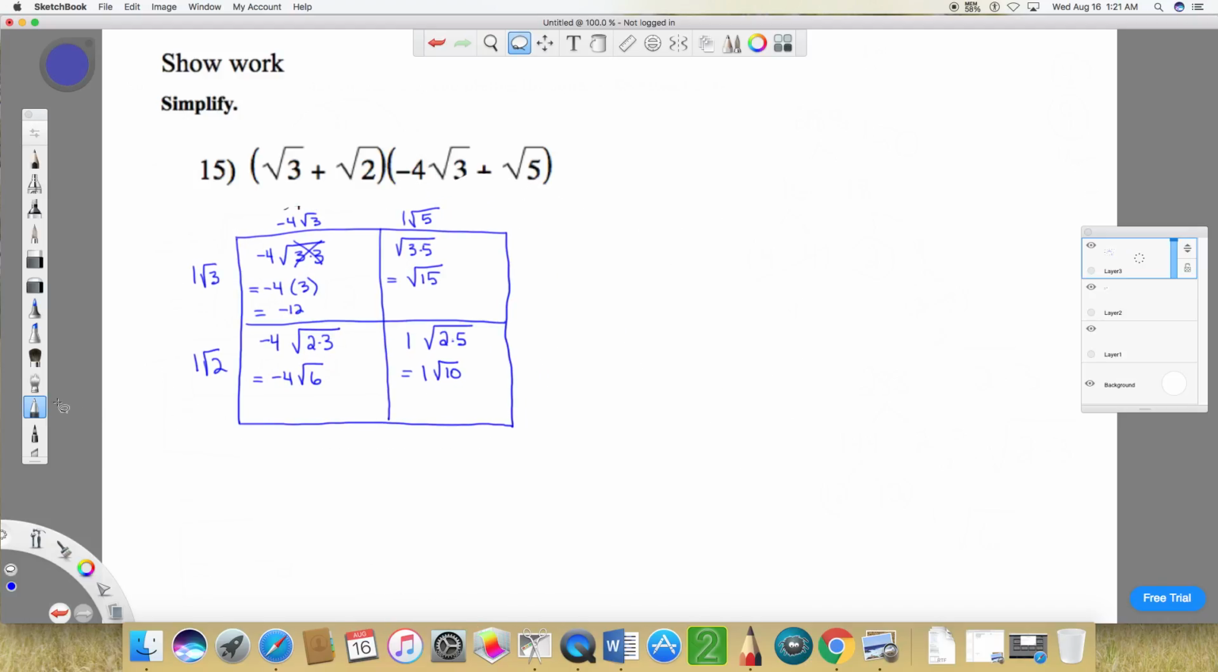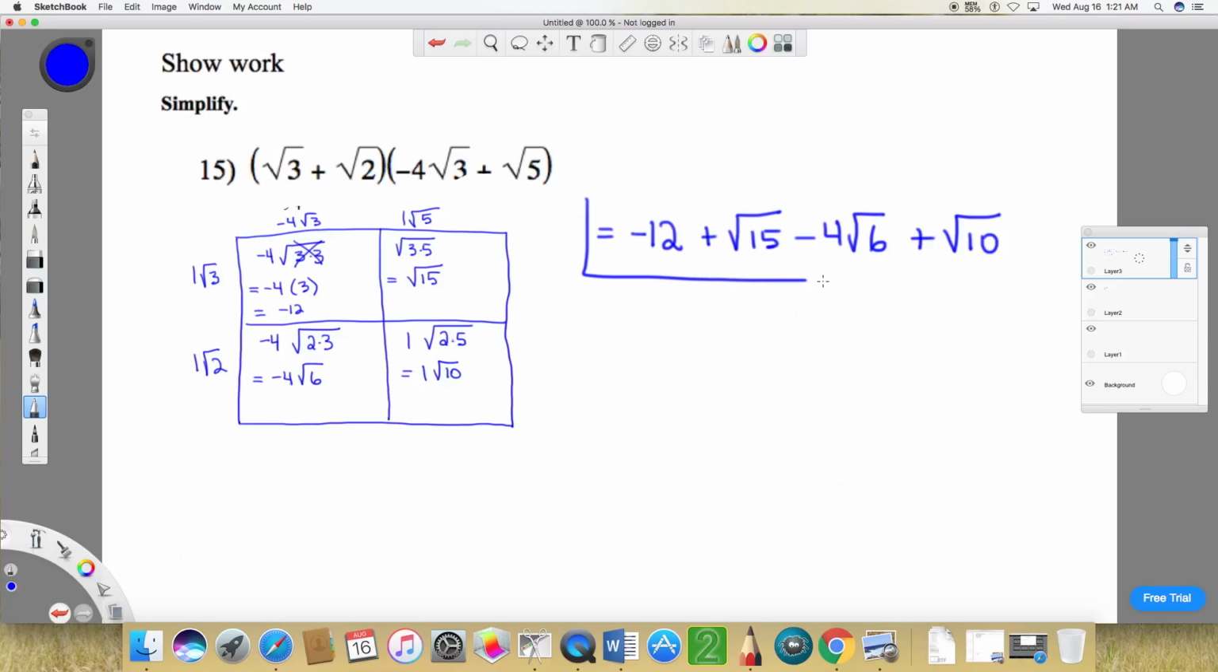So let's do it over here off to the side. In this first box, this product, we simplified it to be negative 12. And in the second box, it's the square root of 15. And in this third box over here, since it has a negative sign, rather than writing plus a negative number, I'm just going to write minus 4 times the square root of 6. And then here, we're adding the square root of 10, because 1 times the square root of 10, we just get the square root of 10. So these are unlike terms, and we can't combine them. So this is our final answer.